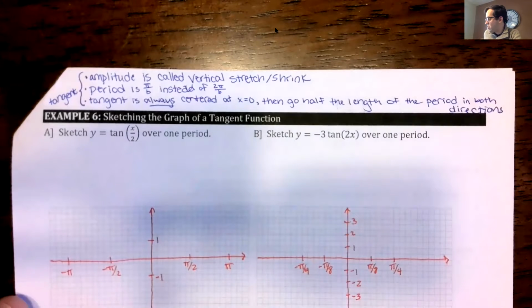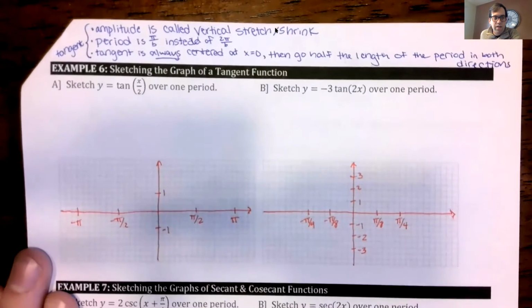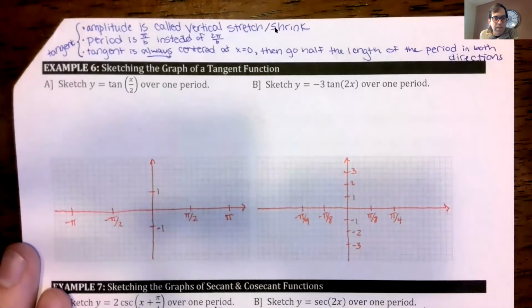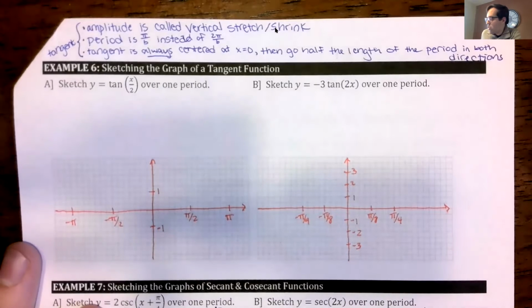So that's what we're going to try here. Let's look at letter A together. Make sure you have that all written down. We're going to sketch y equals tangent of x over 2. And as I said, we're only going to have A and B values here.